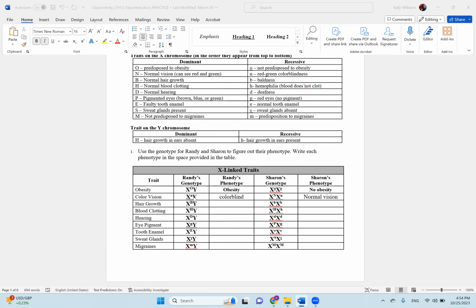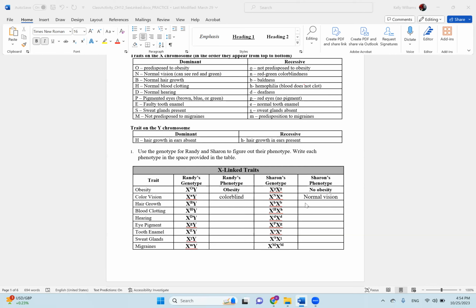We're going to do the same thing for color blindness here. I already typed it in. X lowercase n. We go up here to find out that lowercase n means that they have red-green color blindness. So we know Randy is colorblind. Sharon has one dominant and one recessive. So she's a heterozygote over here, which means that she still has normal vision because the dominant still wins out.